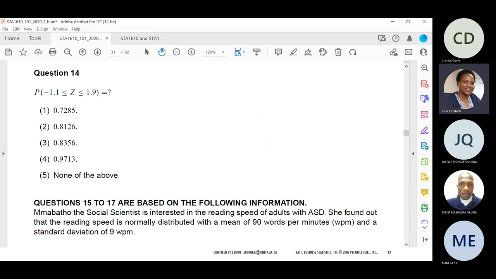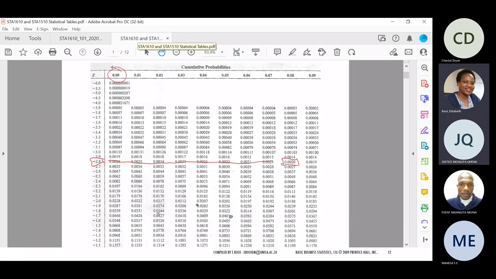Okay, let's look at the between. Between -1.1 and 1.9. So remember, the value we will find on the table for 1.9 minus the value you will find on the table for -1.1. Because this is one decimal, you can just add a zero to the end so that you know you're going to use the first column. You will use that column.